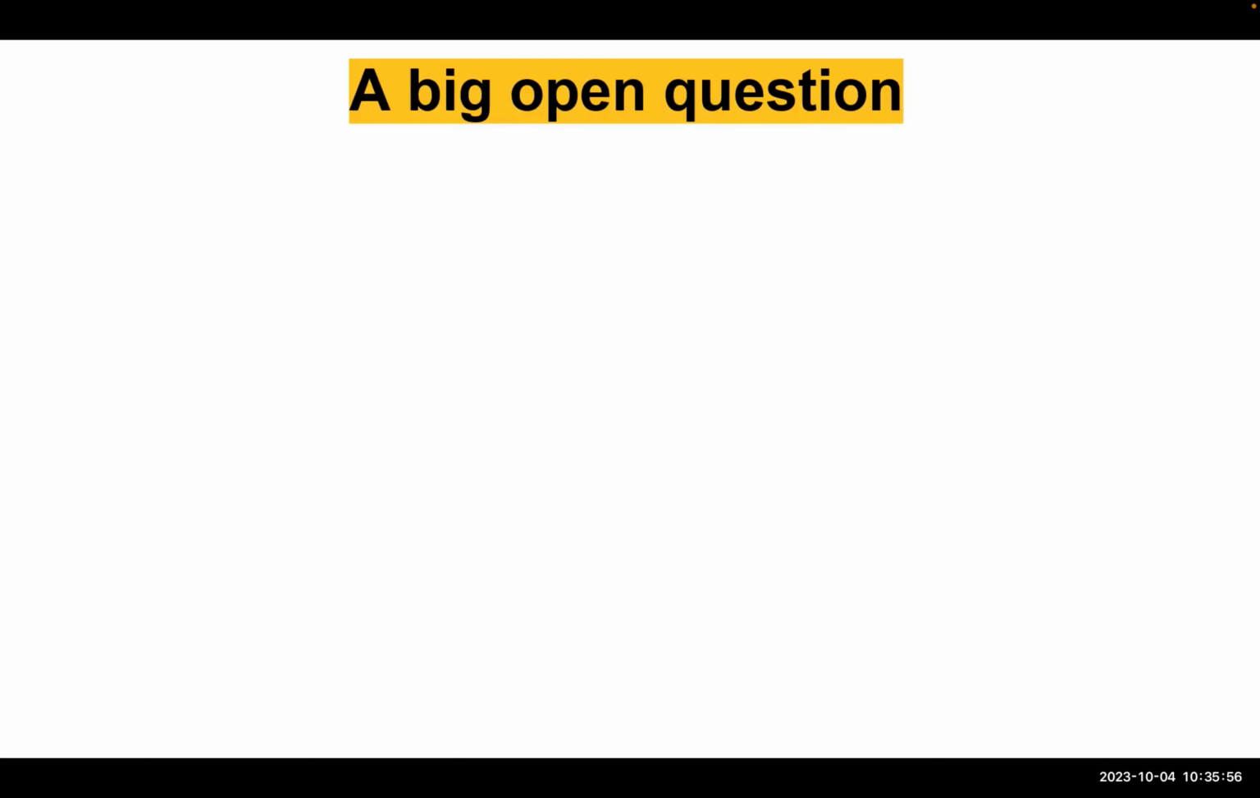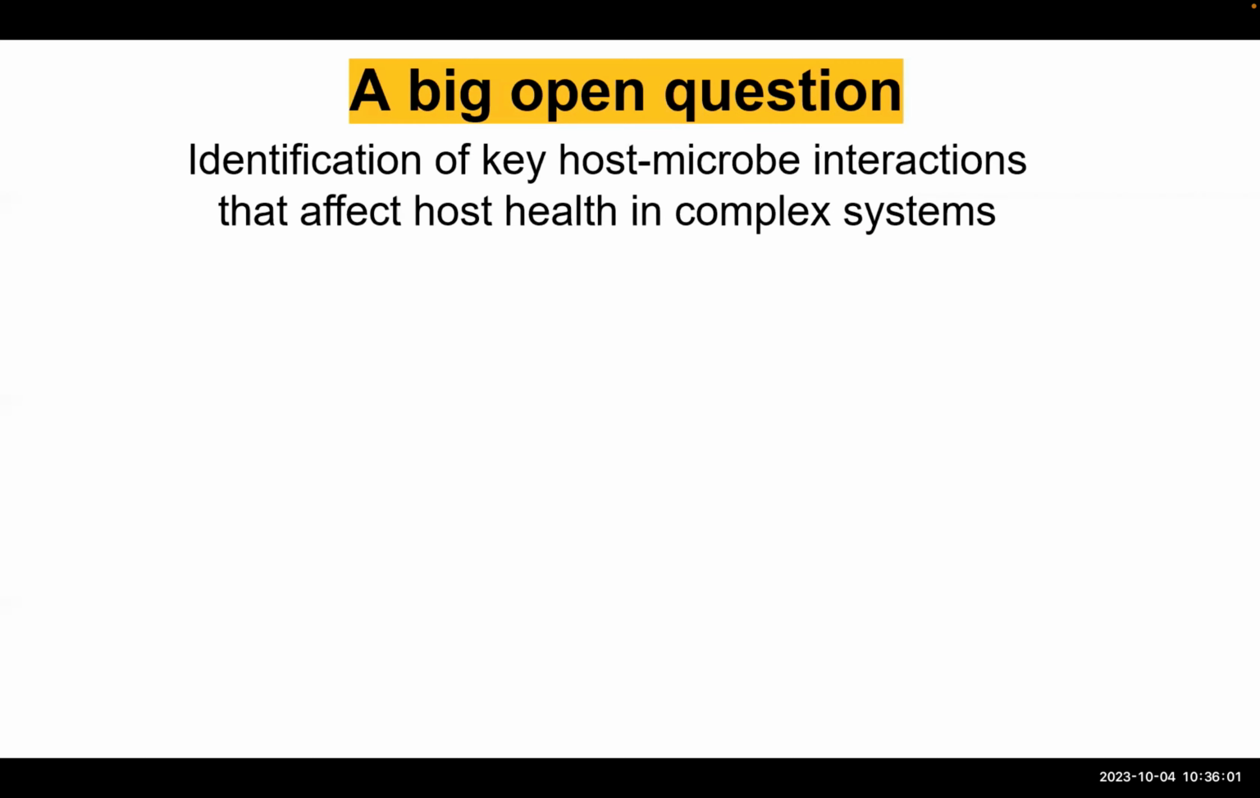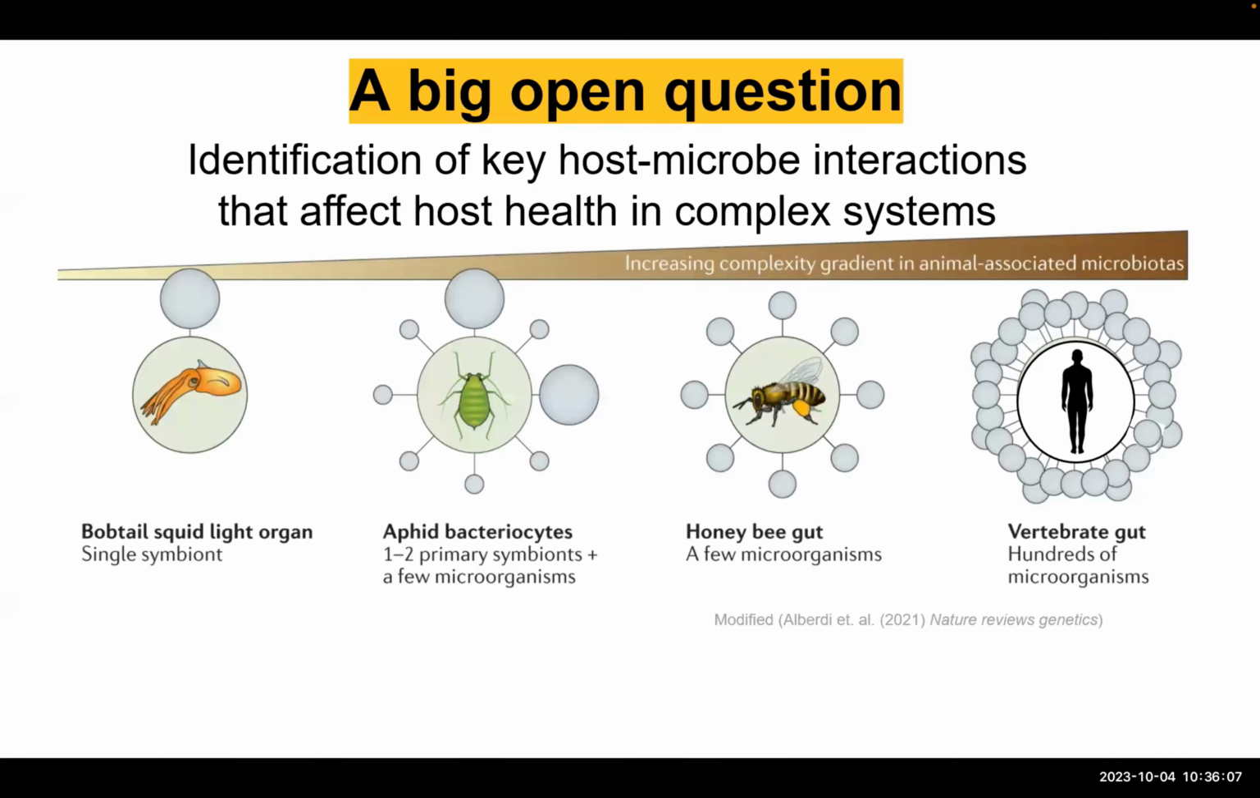Okay, so what I think is a big open question in microbiome science is to identify key host microbial interactions that affect health in complex systems. And what I mean by complex system is like the vertebrate gut microbiome. In relatively simple systems like insects and their symbionts, these key host microbial interactions are pretty well established. When you remove the symbiotic partner, it can significantly affect the host.